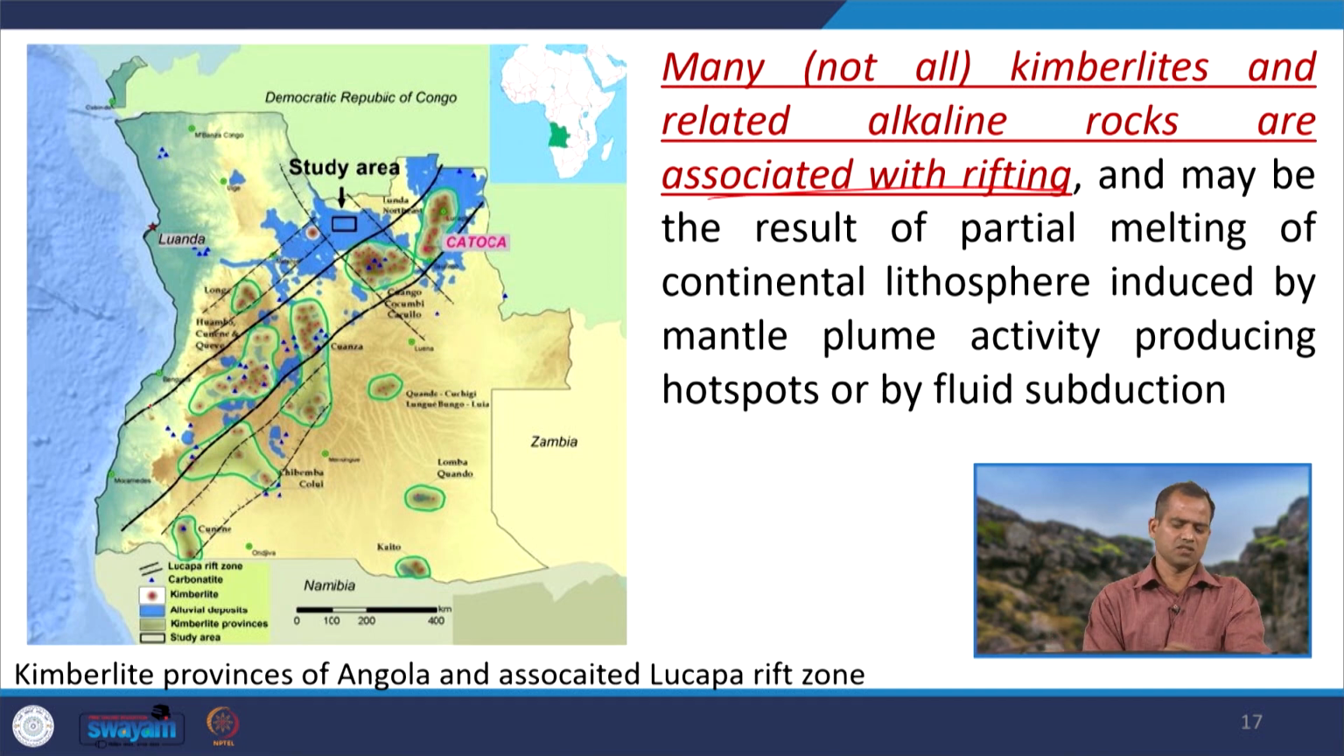If you see here, this is the African rift. You see the distribution of these kimberlites, most of which are diamond bearing, and they are occurring at the rift systems and may be the result of partial melting of the continental lithosphere produced by mantle plume activity, producing a hotspot, or by fluid subduction. So, these are the places where this partial melting takes place at the mantle level or the lower crustal level, and finally the magma rises and gives rise to the carbonatite and kimberlite deposits.